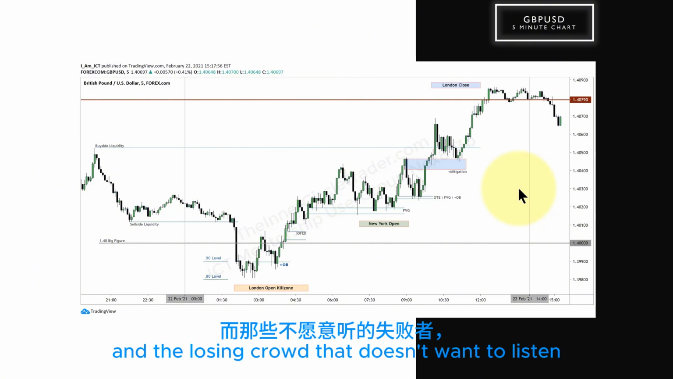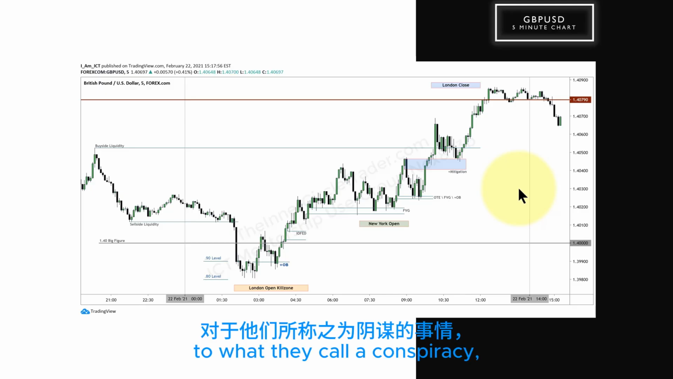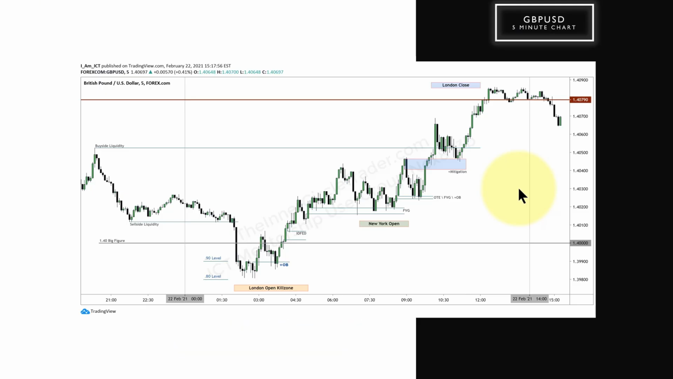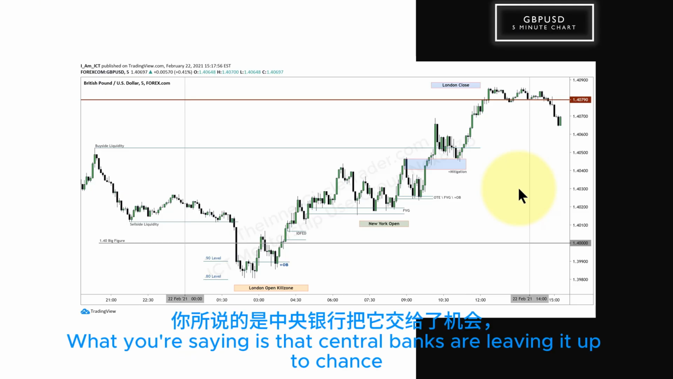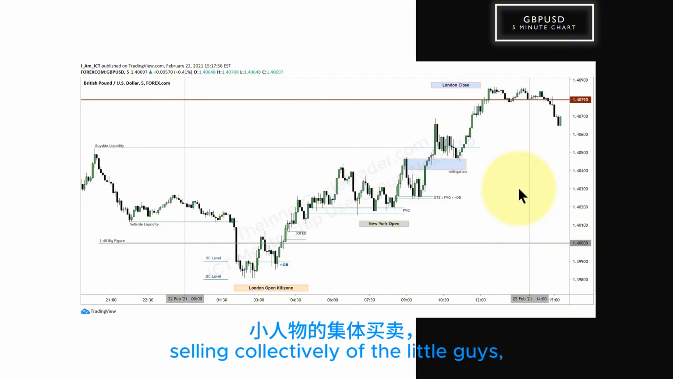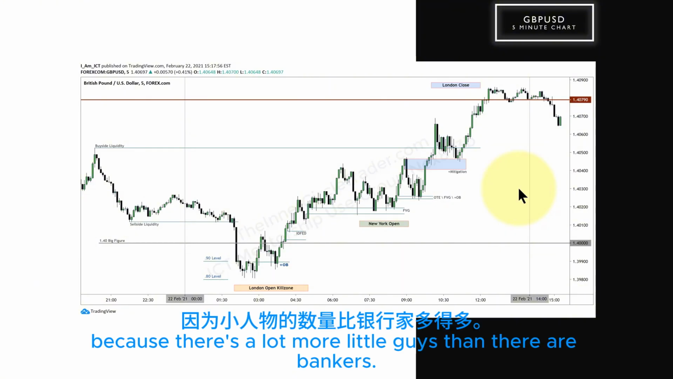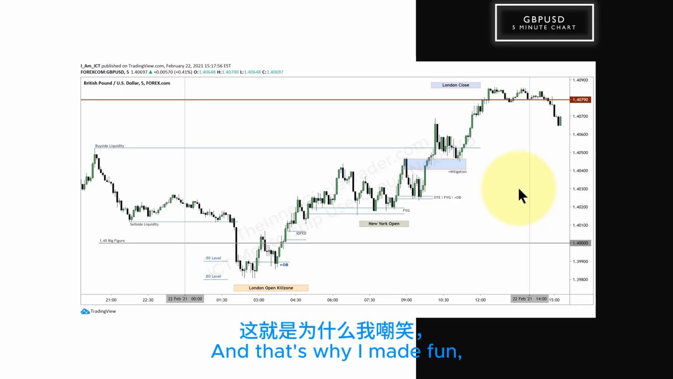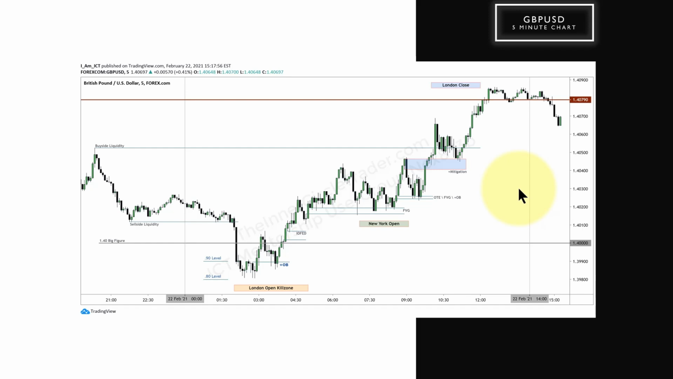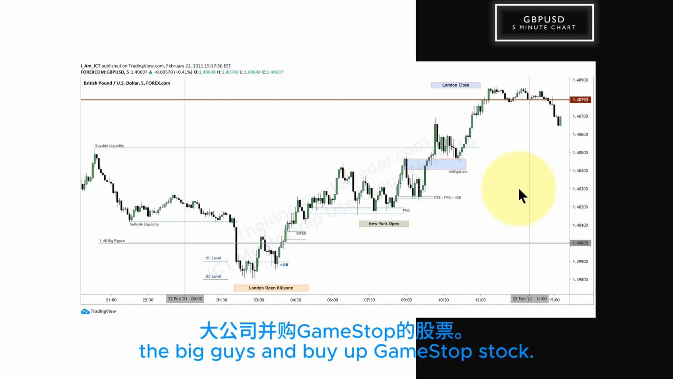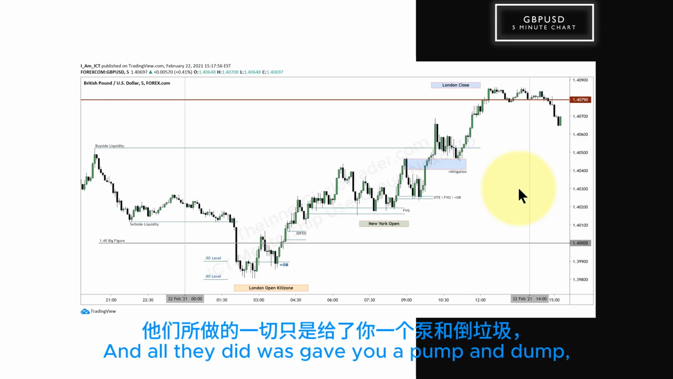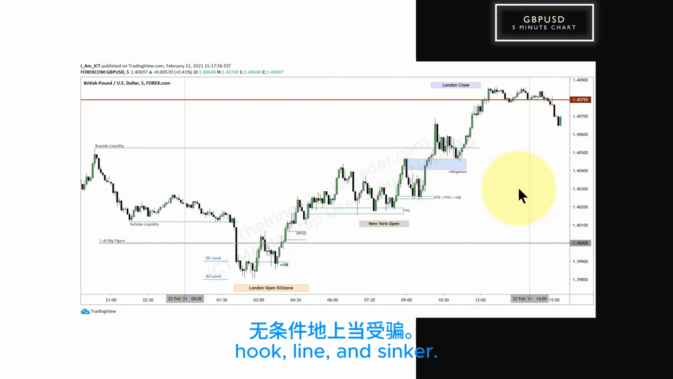And the losing crowd that doesn't want to listen to what they call conspiracy, or the markets aren't rigged, can't be. The market's too big to be rigged. What you're saying is that central banks are leaving it up to chance and the buying and selling collectively of the little guys, because there's a lot more little guys than there are bankers. And that's why I made fun, and not to be mean, but I literally made fun of the people that said, yeah, we're going to cripple the big guys and buy up GameStop stock. And all they did was give you a pump and dump. And they all bought that hook, line, and sinker.